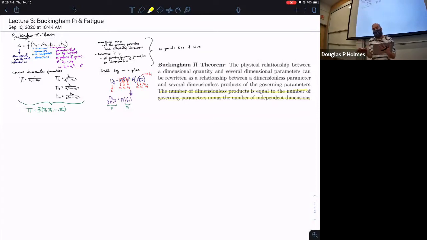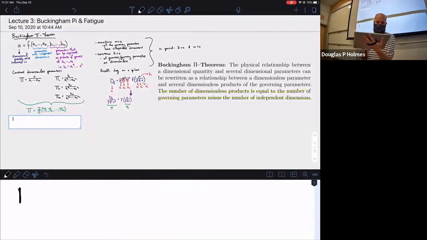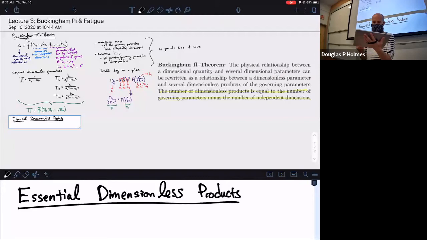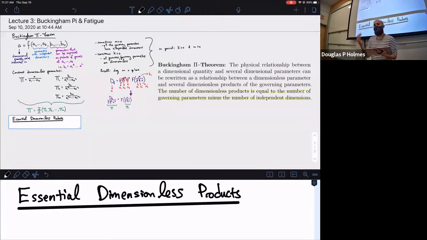One of the things that is really practical and oftentimes confusing upon first seeing it is understanding when one of the dimensionless products, pi 1, pi 2, and so on and so forth, is essential. It means that we have to keep it in our model. So when are the dimensionless products essential? The dimensionless products are generally considered essential if they're not too small and not too large.